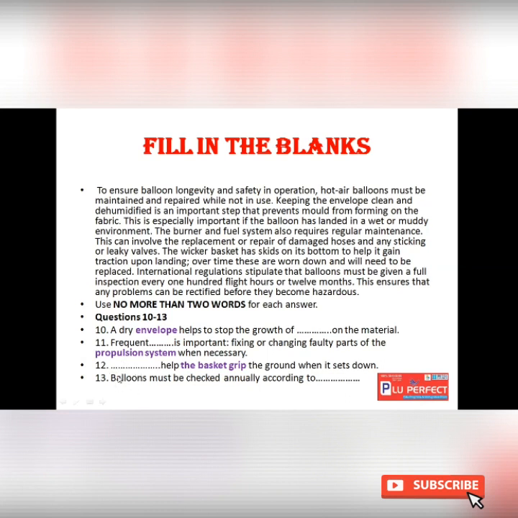13. Balloons must be checked annually, meaning on an annual basis, every year, yearly basis, according to what? As per what? So balloons must be checked. It's a compulsion. Balloons must be checked annually according to what? According to rules and regulations. According to what? It could be anything, right? So let's understand.